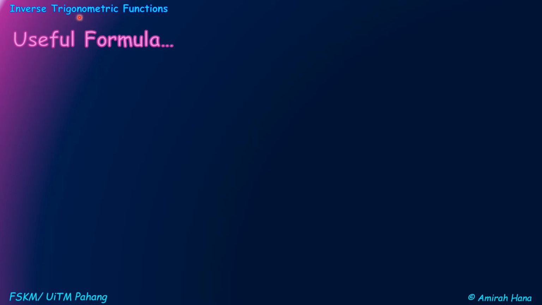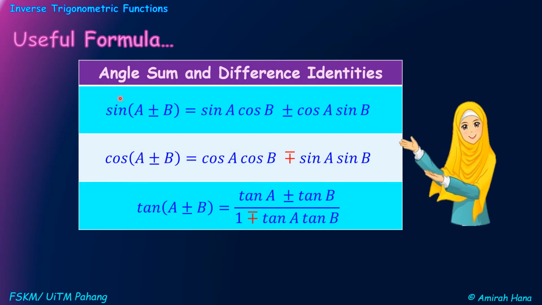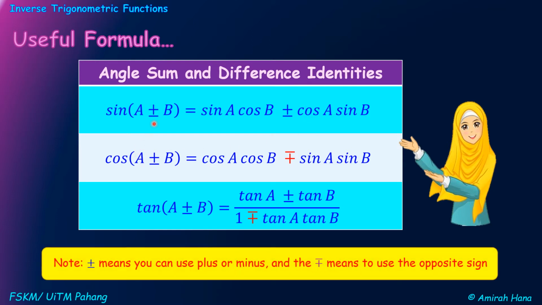Here are some useful formulas to evaluate inverse trigonometric functions. Angle sum and difference identities: sine A plus minus B, cos A plus minus B, and tangent A plus minus B. Sine A plus minus B equals sine A cos B plus minus cos A sine B. Plus minus means if we use the plus sign in the bracket, we use the plus sign on the right side. If we use A minus B, the answer equals sine A cos B minus cos A sine B. Cos A plus minus B equals cos A cos B minus plus sine A sine B. Minus plus means we use the opposite sign.